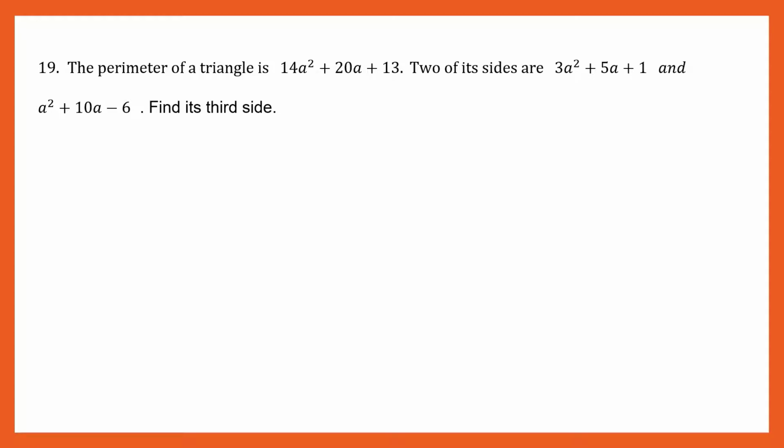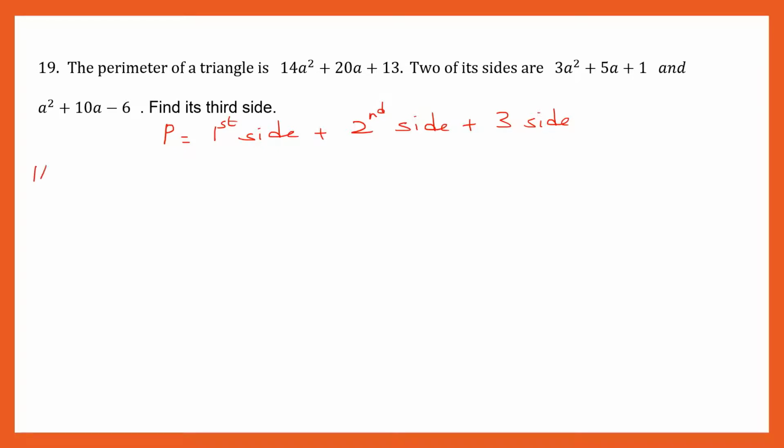Next question. This time the perimeter of a triangle is given. Remember, a triangle has 3 sides and all 3 sides will add up to the perimeter. But here we have the perimeter given and 2 sides given. We have to find the third side. So perimeter equals, you have to say first side plus second side plus third side. Okay, you need 3 sides, isn't it, for a triangle?